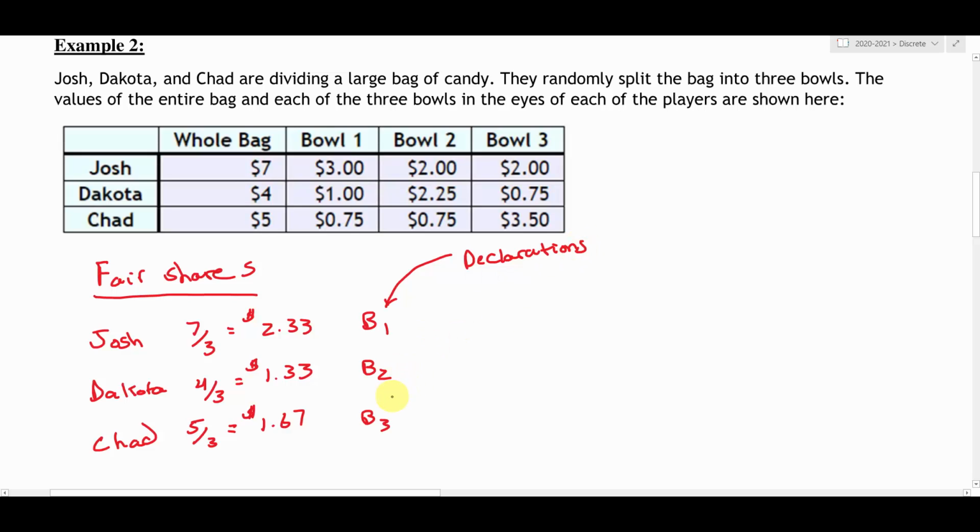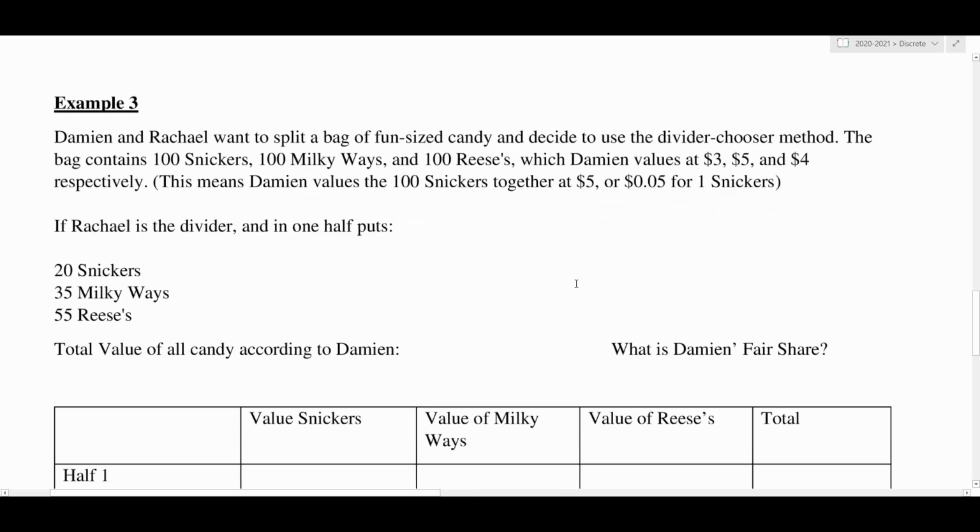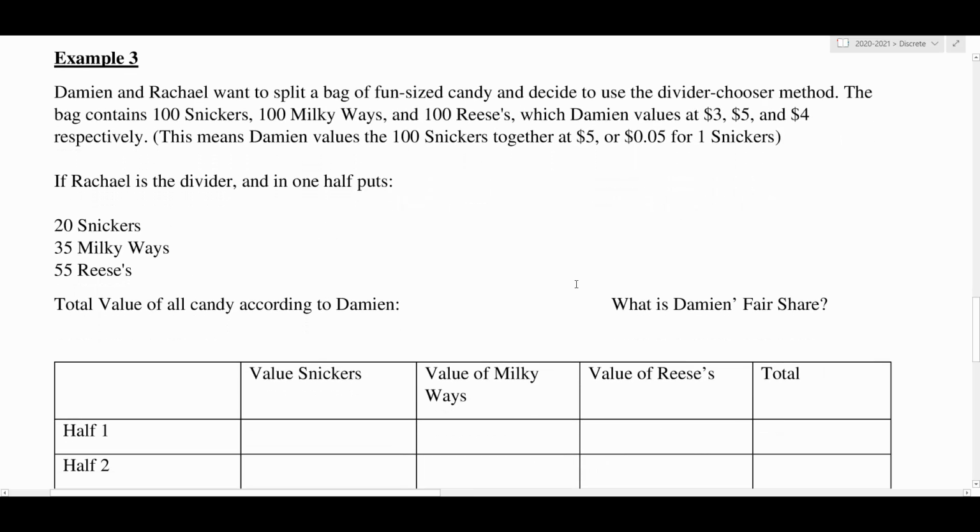And we're going to come back to these later, but we determine fair shares and we even determine declarations for some of our division processes. Okay. All right. Let's try another one. So this was one of our official division methods called divider chooser.